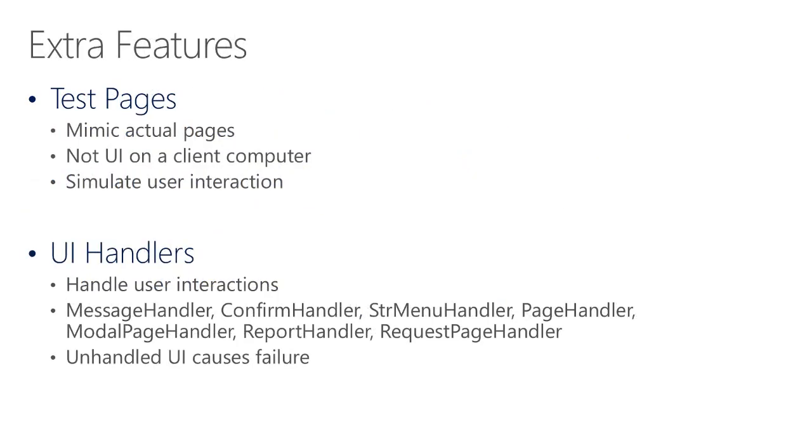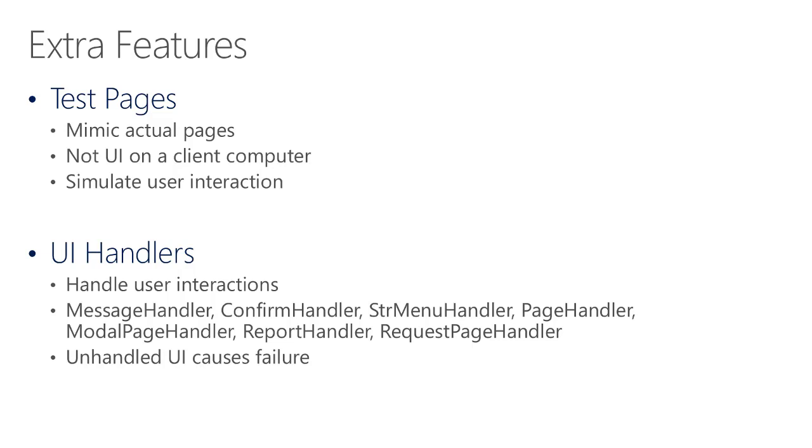Extra features of the test toolkits are we can create test pages which mimic actual pages inside of a test code unit. And so this in test code unit is a data type. So you can create a test page which is based on an existing page, and then you can program against actions towards that page, and you can assert values and results from there. It's not an actual user interface on a client computer, so it's a simulation of a user interaction, but this object is based on an actual page object in your system.